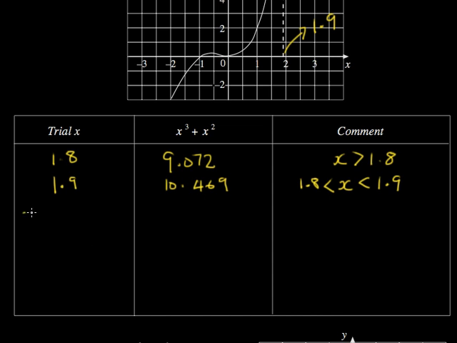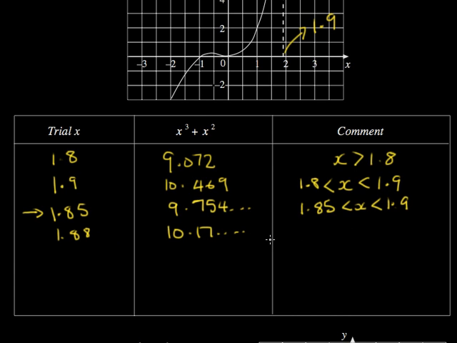So remember what we did before, we had to do the midpoint, 1.85, and that generates 9.75, and that's going to be too small, so therefore it's going to have to be between 1.85 and 1.9. And then we just keep going until we get closer and closer to it. So we'll try, let's say, 1.88. If we throw that in, we get 10.17, which is too large. So therefore, it must lie between 1.85 and 1.88.